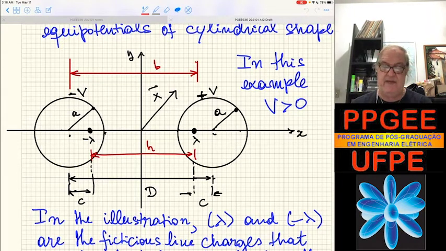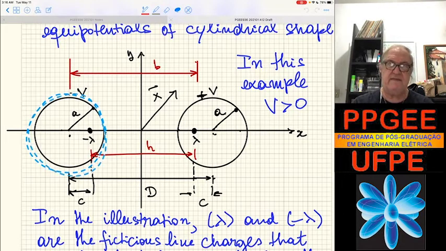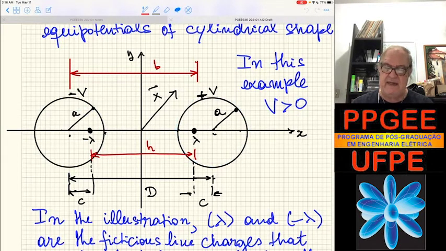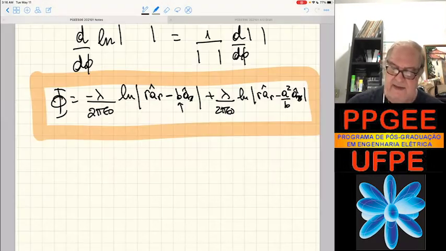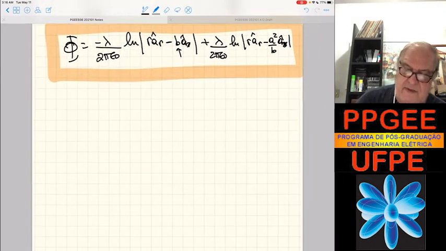Why is that? Well, because we just did that. I mean, one charged line can equilibrate the potential on one surface, and another charged line can equilibrate the potential on the other surface. So we have to find what are the equipotentials for two charged lines, fictitious charged lines. So the problem is this, I mean, given, right? I mean, this problem is like this. The original problem is this.